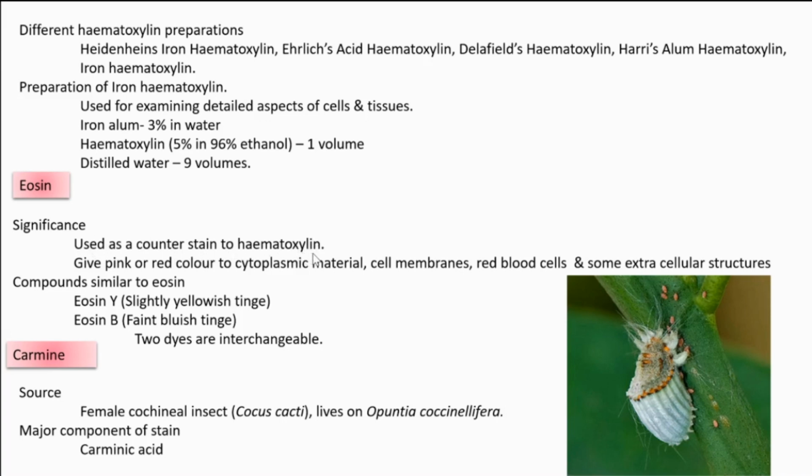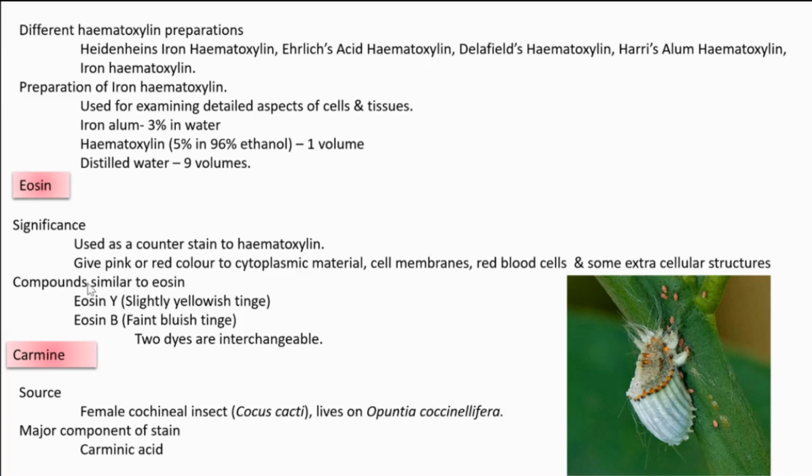Hematoxylin actually gives blue to black color to chromatin. So eosin usually gives pink or red color. So then we can clearly visualize the structures that are stained blue against a pink or reddish color. Usually it stains cytoplasmic material with a pink or red color, cell membranes, red blood cells. For red blood cells it gives a deep red color. And also it can stain some extracellular structures.